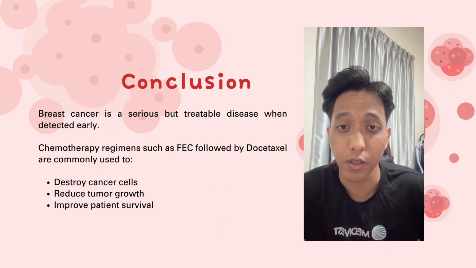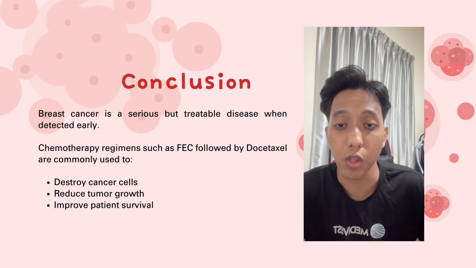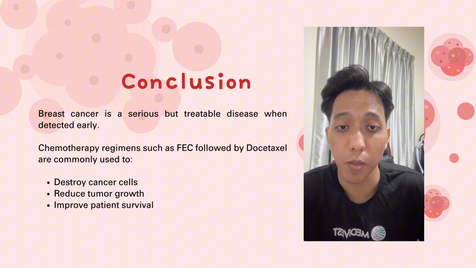In conclusion, breast cancer is one of the most common cancer affecting women worldwide and remain a major health concern. Early detection through screening and proper diagnosis play a very important role in improving treatment outcomes and patient survival. In this case study, the patient was treated with a docetaxel chemotherapy, which worked by interfering with the microtubular function of cancer cells and preventing them from dividing. This ultimately leading to the death of cancer cells and help control the progression of the disease.